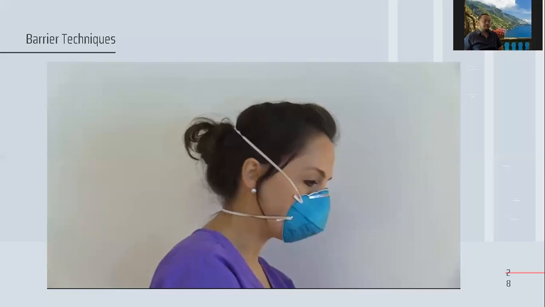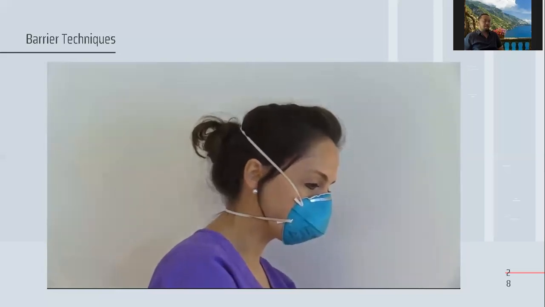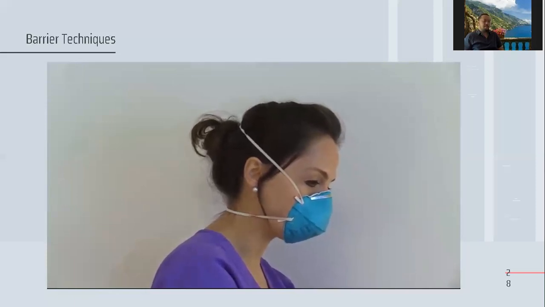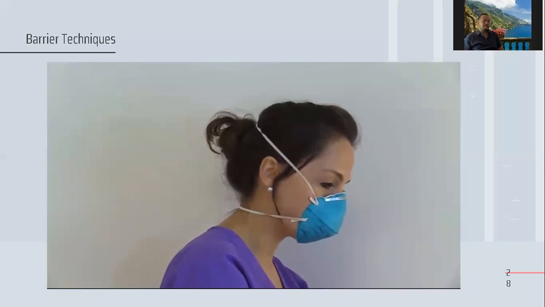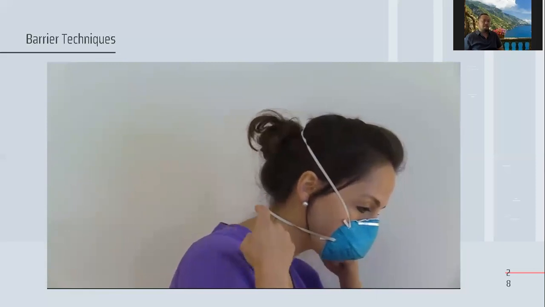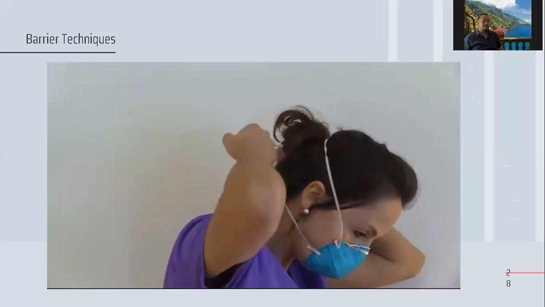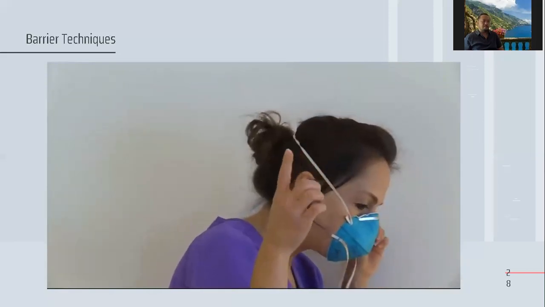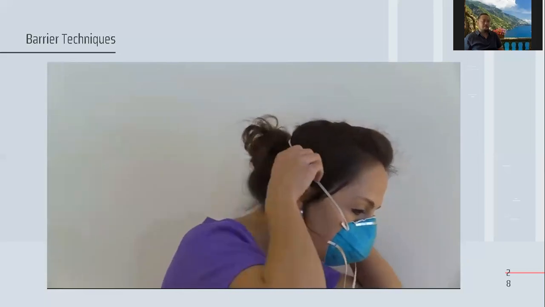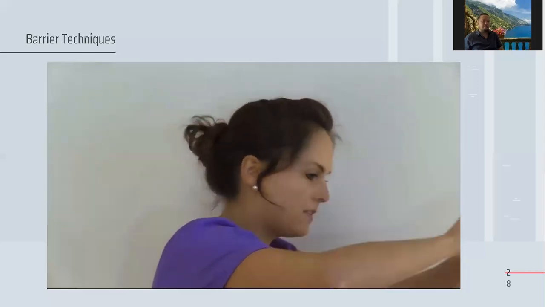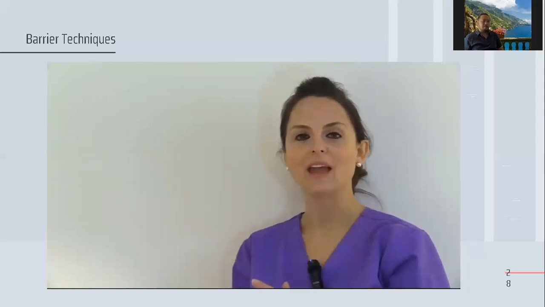Now we're going to remove our respirator. And remember, you will do this outside the patient's room with the door closed. We don't want to touch the outside of the mask. So we're going to slightly lean forward and remove the bottom strap first with both of our fingers. So grab the strap, pull it over your head. Do not touch the front of the mask. Then we're going to remove the top strap in the same fashion. And then we will discard. Then you will perform hand hygiene.